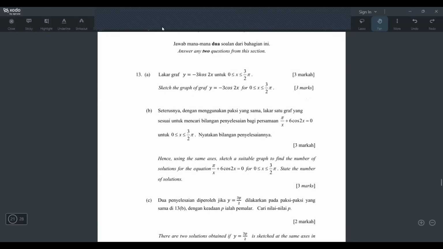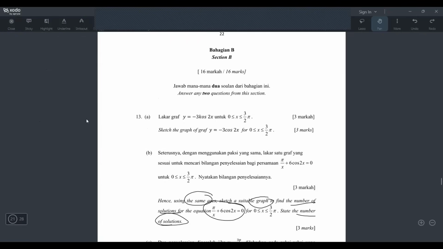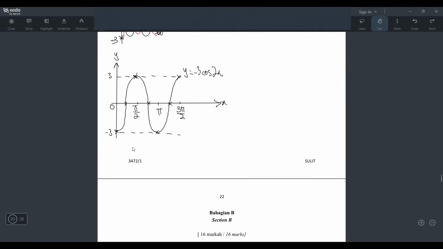So B says what? Let's read. Hence, using the same axis, sketch a suitable graph to find the number of solutions, which means the number of intersection points, for this equation, for 0 until 3 over 2 pi. State the number of solutions. Number of solutions means what? Number of intersection points. So let's write down the equation: pi over x plus 6 cos 2x equals 0. Okay, for question B, pi over x plus 6 cos 2x equals 0.